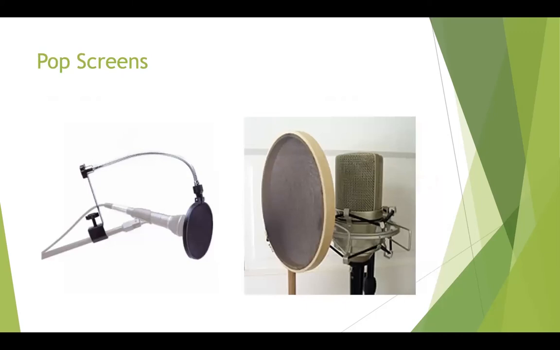Pop screens, we've talked about that briefly. Pop screens are to stop people from popping their P's and spitting on the microphone. It's also a way to put a spacer in to go back to your 3-to-1 rule, right? You can position the pop screen to force a singer or a vocalist back by pushing the pop screen back a little bit to get a bit of space.